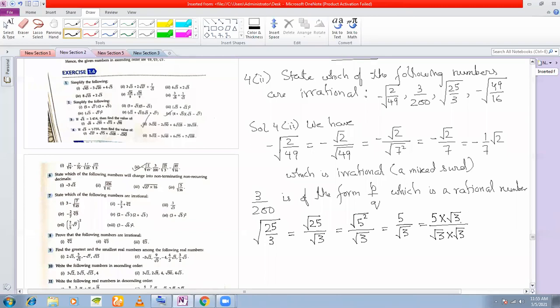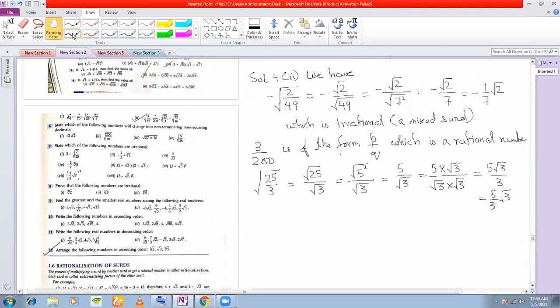Okay, you're multiplying numerator and denominator by root 3. Now see what happens when you multiply the numerator and denominator by root 3. You get 5 root 3 by 3, which is nothing but 5 by 3 root 3, which is rational or irrational? It is definitely an irrational. In fact, it is a mixed surd, right? So even the third one is an irrational number.